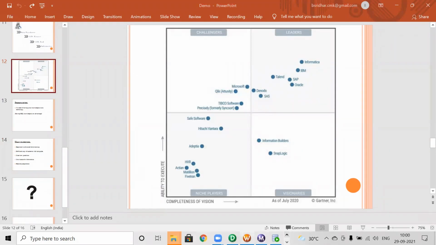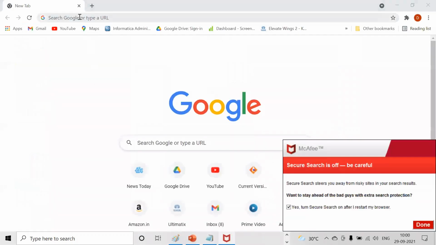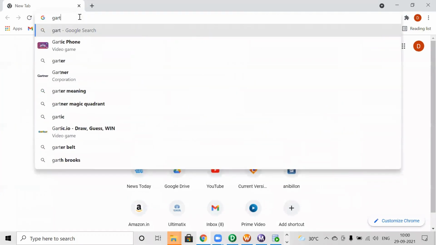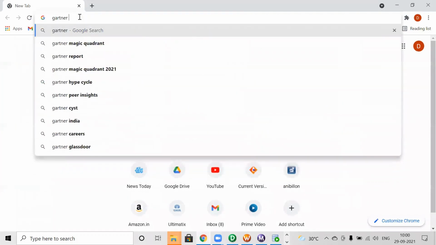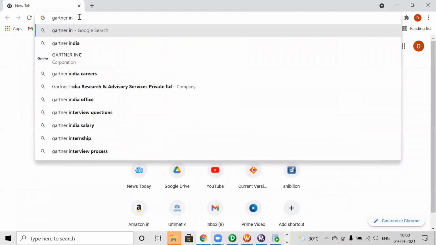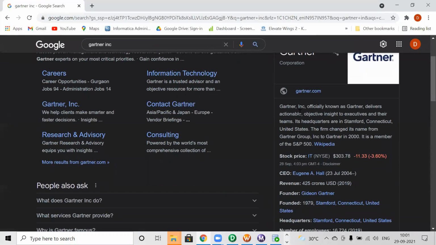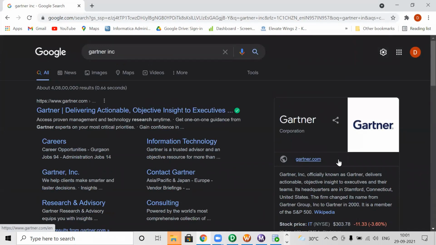So this was designed by a company called Gartner. So what is Gartner? It's a technology research company. Gartner Inc. So you can see here, Gartner Inc., officially known as Gartner, delivers actionable objective insights to executives and their teams. It is headquartered in Stamford, Connecticut, United States, and it's a technology research company.